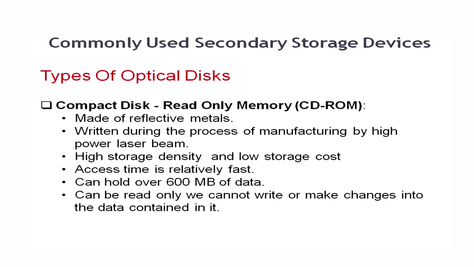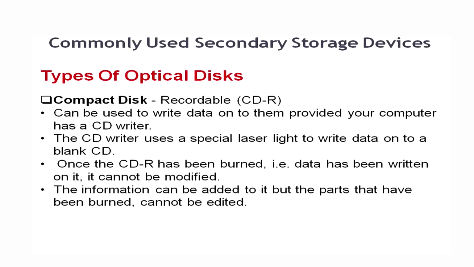It has quite good access time and it can store over 600 MB of data, and we can only read through this disk. We cannot write, we cannot make changes, we cannot store any further data on a CD-ROM. Next type of optical disk is a CDR, where R stands for recordable. In this type of CD, you can write data through the CD writer, and the CD writer uses a special laser light to write data onto it. Once the data is burnt onto the CDR, then you cannot modify it. You can record it only once using the writer, then you cannot make further changes.